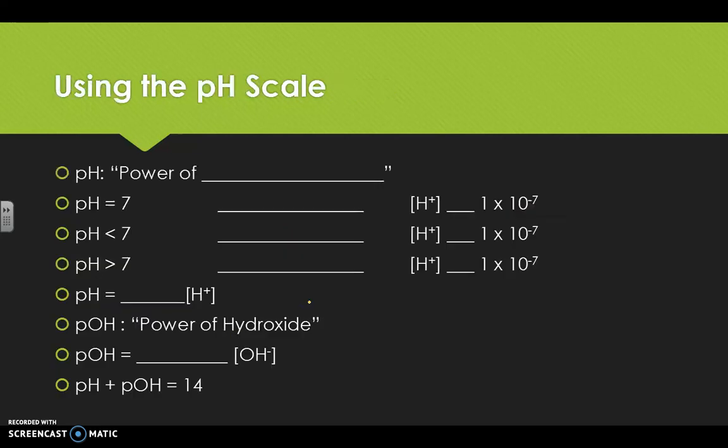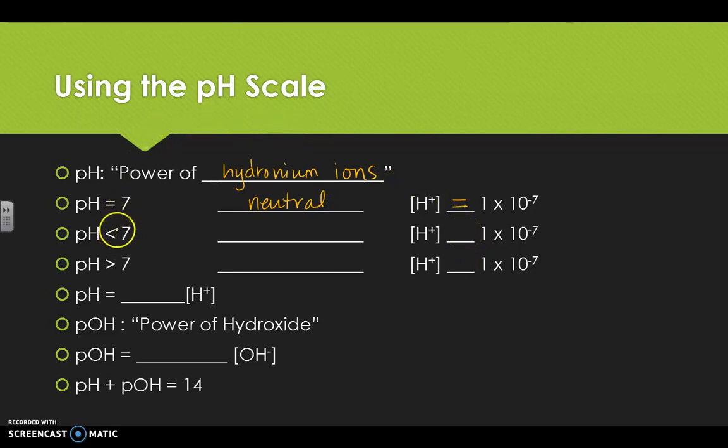Okay, using the pH scale, we do calculations using the pH scale. pH would be the power of hydronium ions or hydrogen ions. We know that when the pH is 7, it is a neutral solution. And if it's a neutral solution, the concentration of hydrogen ions is equal to 1 times 10 to the negative 7th.